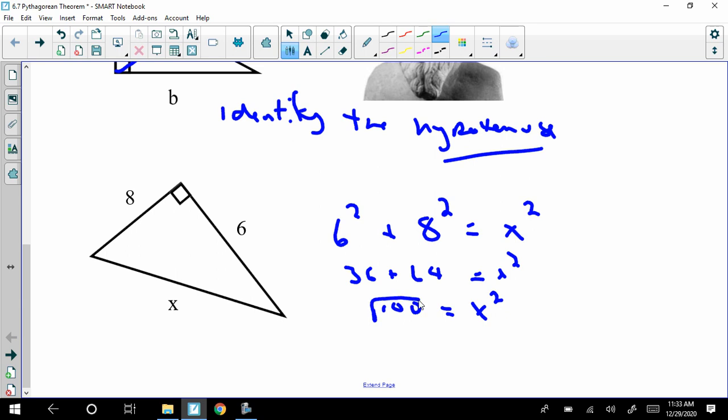We take the square roots of both sides. X equals plus or minus 10. Now, it doesn't make any sense to have a negative side length, so x is going to equal 10. So that side is 10. That hypotenuse has to be larger than all the other sides.